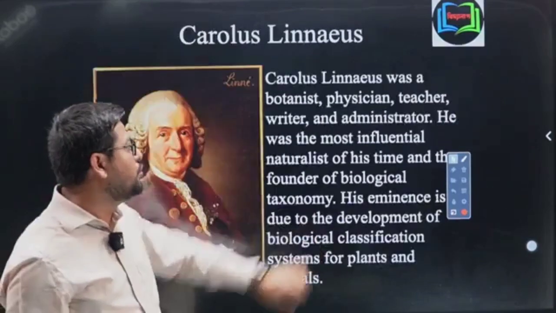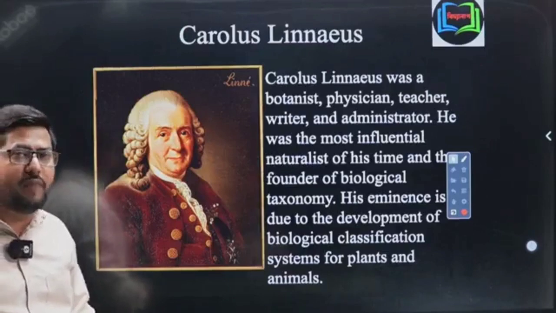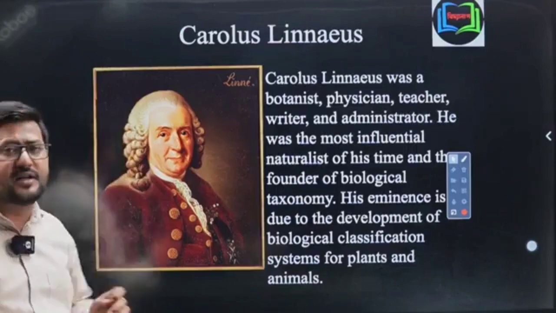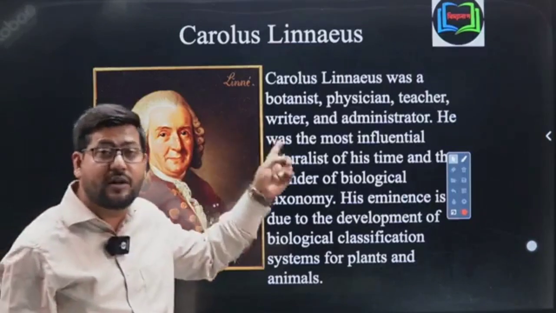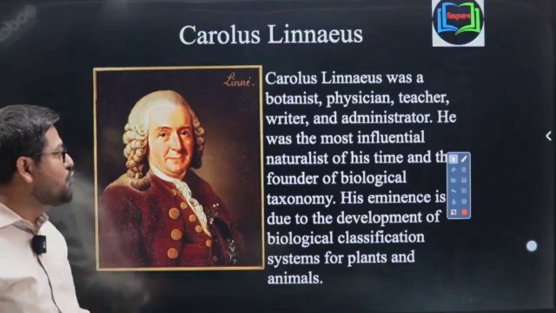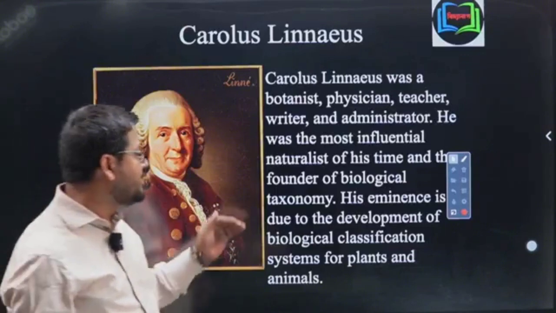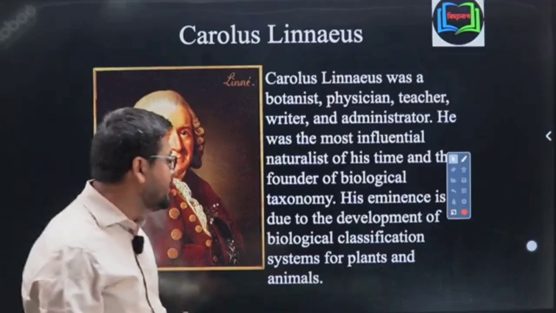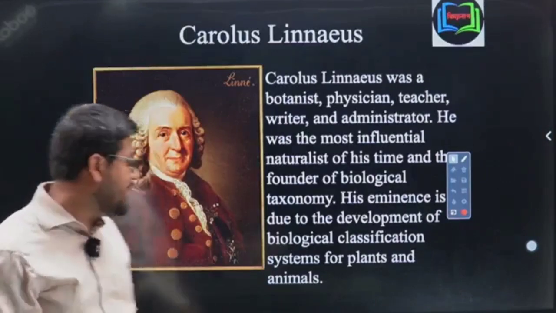And what will be the rule, and what rule is set up for studying the binomial nomenclature that is postulated by Carolus Linnaeus? We have to know about this scientist. Carolus Linnaeus was actually a botanist and physician, teacher, writer and administrator. He was the most influential naturalist of his time and the founder of biological taxonomy, and his eminence is due to the development of the biological classification system of plants and animals.